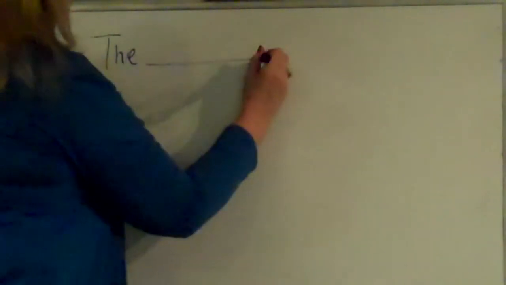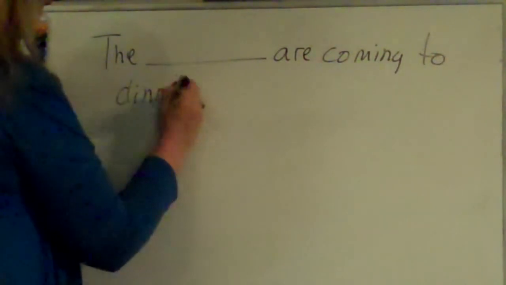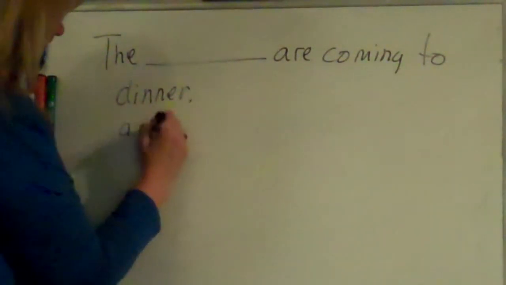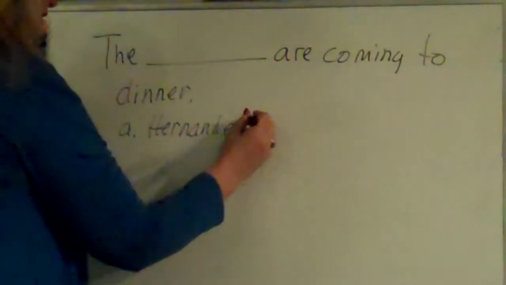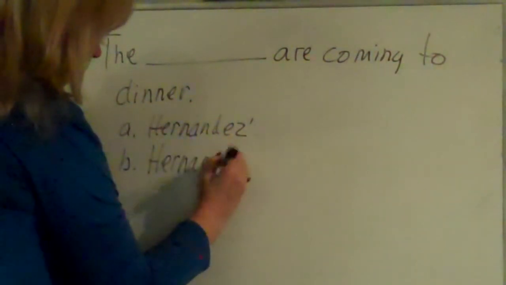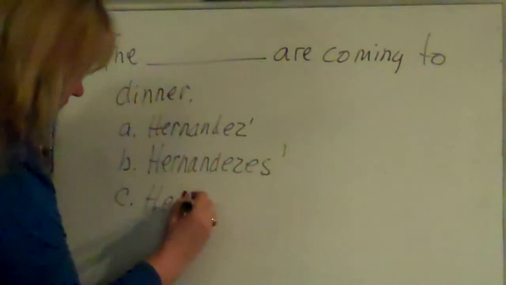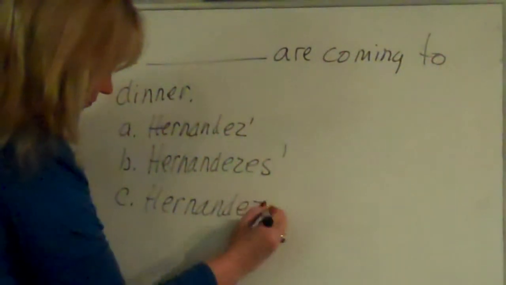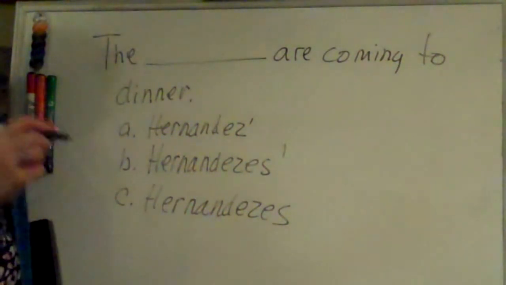Okay, you could get something like, the blank are coming to dinner. Okay, and let's say I gave you the choice A, Hernandez, B, Hernandez's, with an apostrophe, or that right there, okay? Okay, so let me tell you what you'd want to do here.